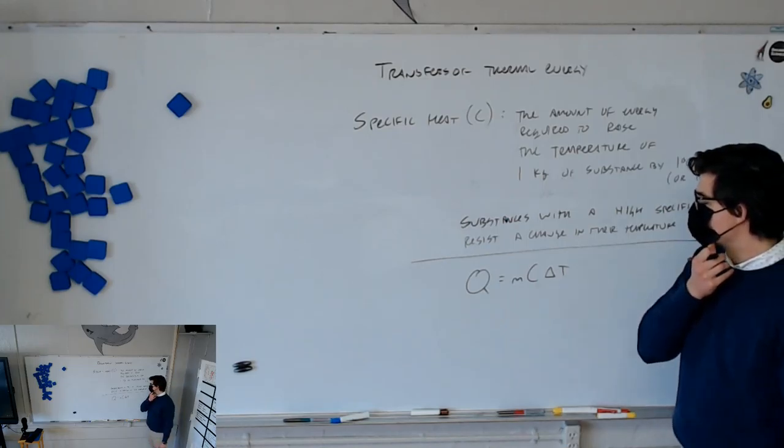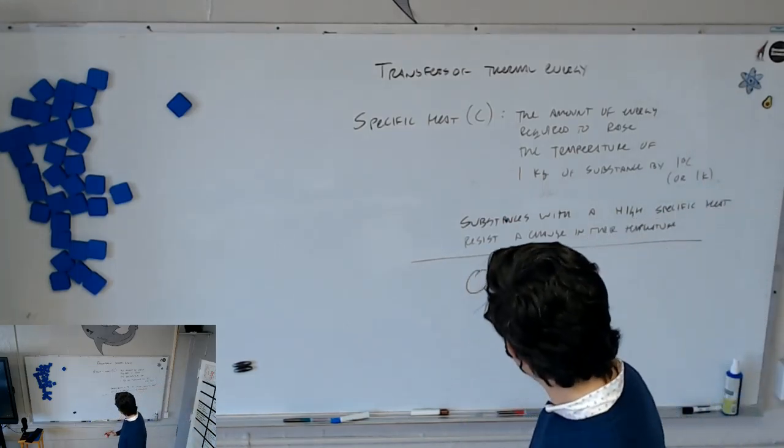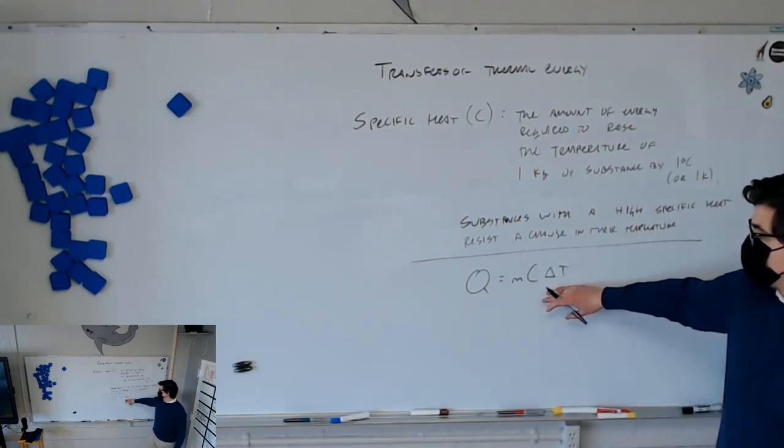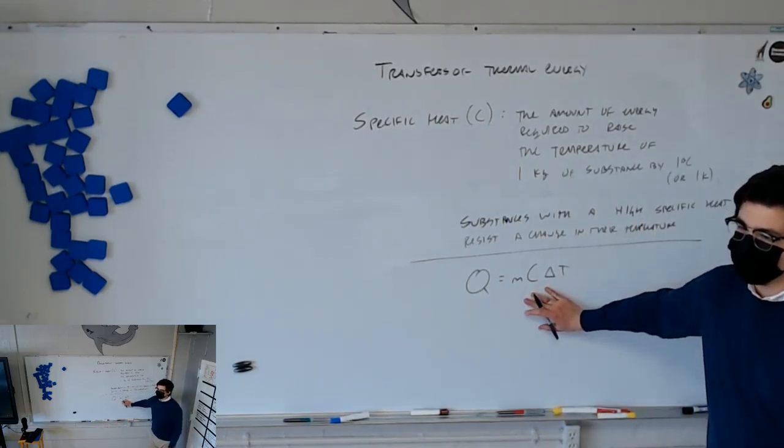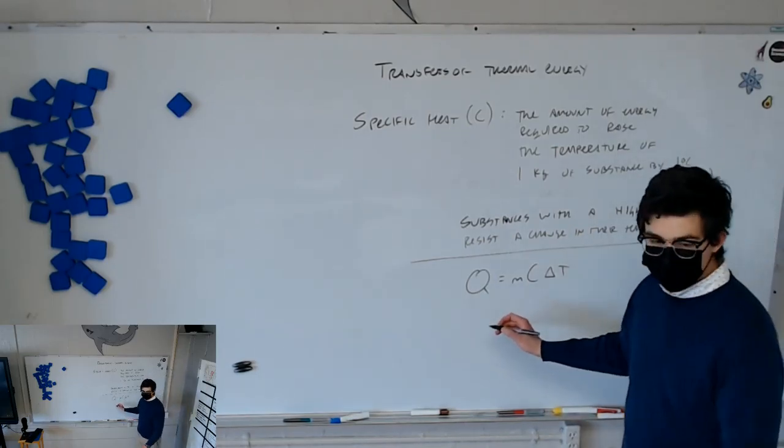Delta, is that a triangle? Yep. I don't know what C means, but it's something changing temperature. Good, Ellie. You do know what C is, because it's even on the board. Oh, then it's specific heat. Okay, can you guess what the M is? Mass. There you go. So we've got them all.